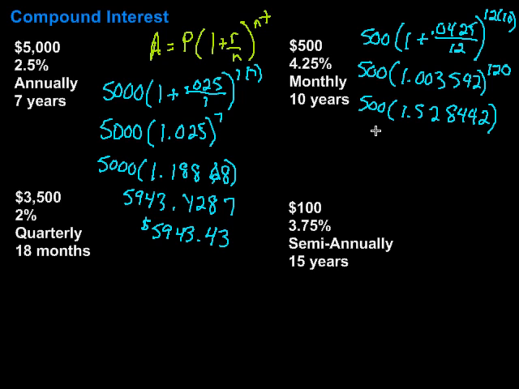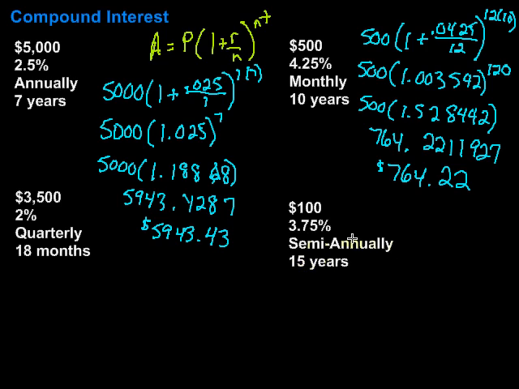So then we multiply these two things, 500 times that, and that's going to give us 764.2211927. Now, it's money again, so 2 decimal places is what I want. So it's going to be 764.22, or $764.22. Okay, let's try another one here.